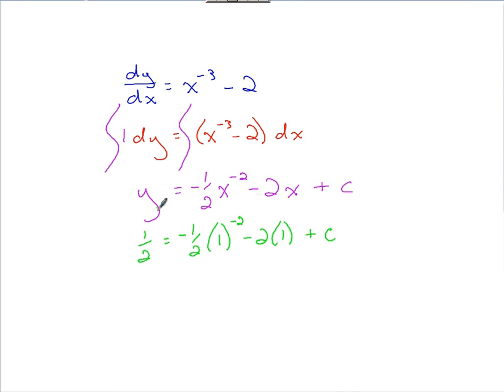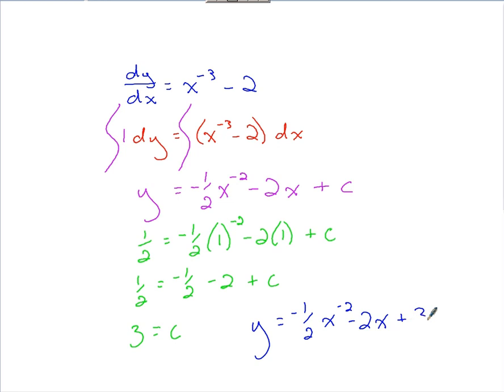So solving for c, 1/2 equals, this would just be negative 1/2, right? Because 1 to the negative second is 1. This would just be minus 2. So if I do this in pieces, add the 1/2 over, that's 1, right? Add the 2 over, that's 3. c is 3. Meaning, the answer would be y equals negative 1/2 x to the negative second, minus 2x, plus 3.